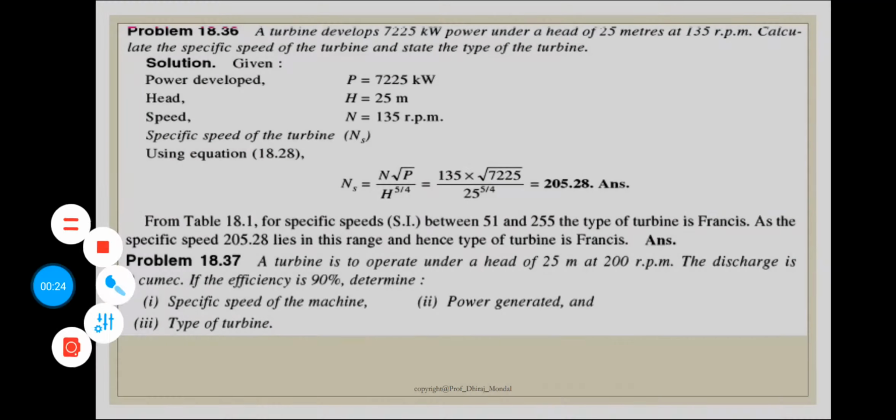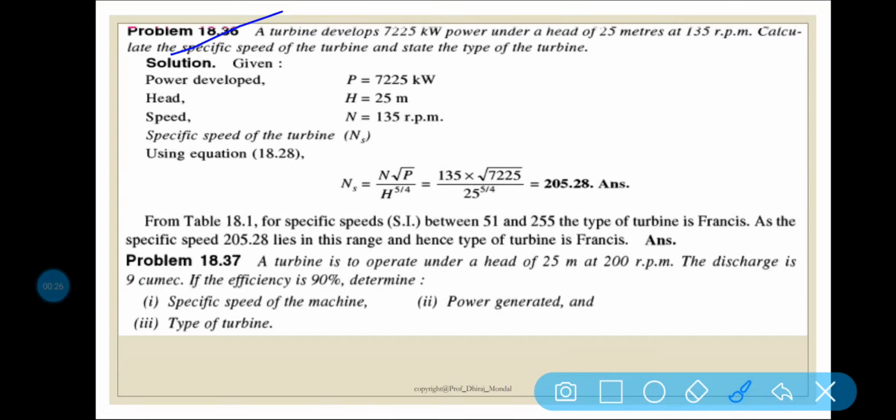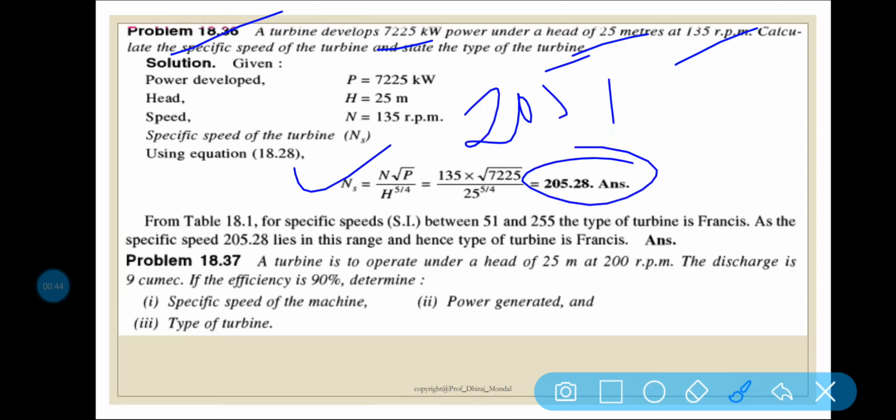Yesterday I gave you this numerical. A turbine develops this amount of power, under this head, at this turbine speed. Calculate the specific speed and state which type of turbine this is. Put the value in N root P over H to the power 5 by 4. Ultimately you are getting 205 rpm.